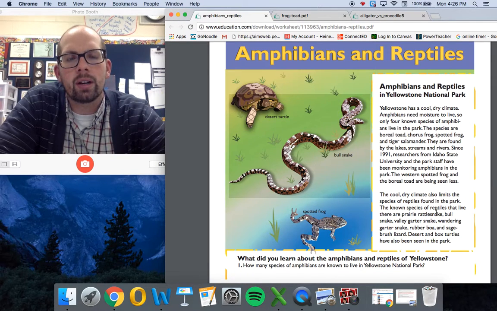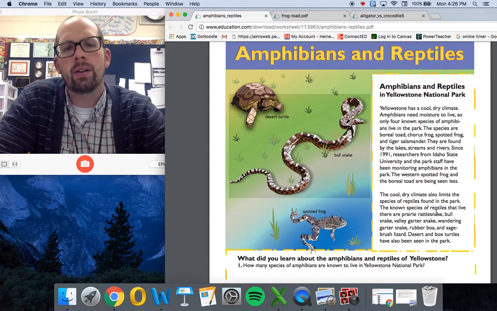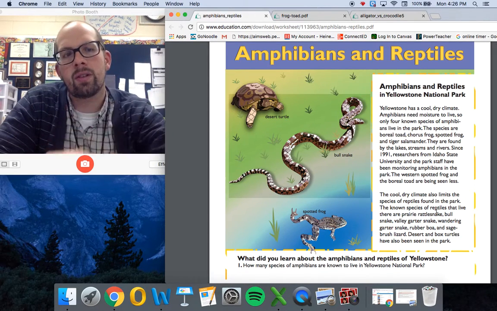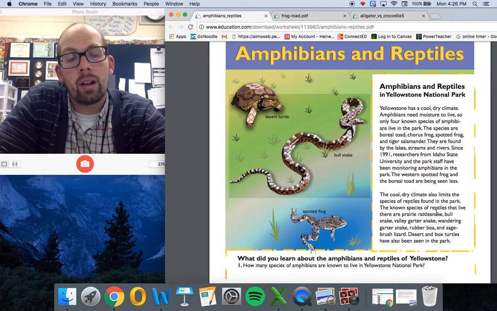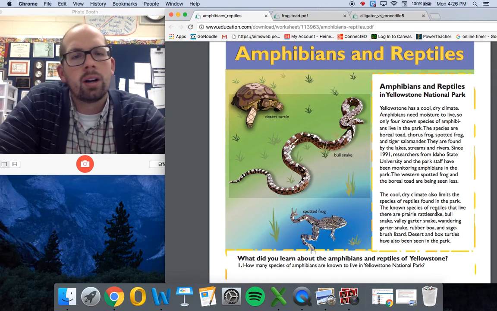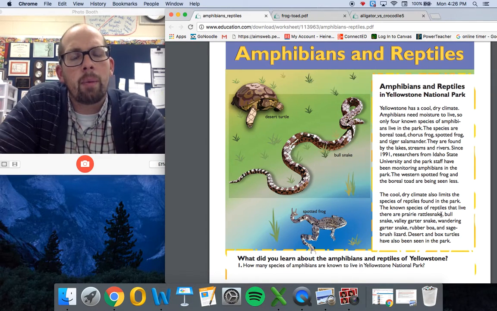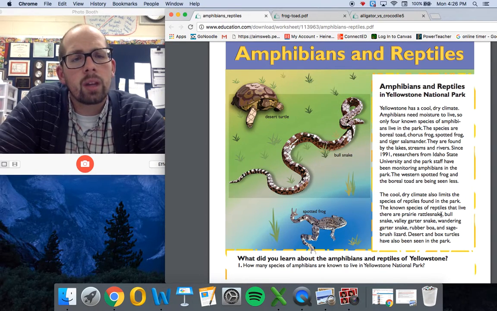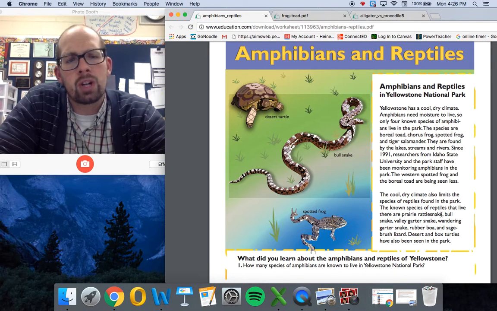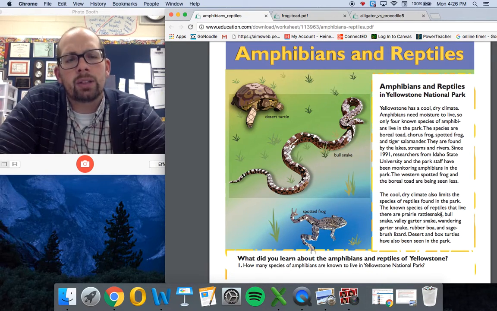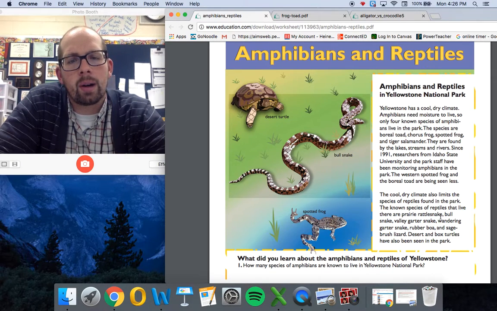Second paragraph here. The cool, dry climate also limits the species of reptiles found in the park. The known species of reptiles that live there are prairie rattlesnake, bull snake, valley garter snake, wandering garter snake, rubber boa, and sagebrush lizard. Desert and box turtles have also been seen in the park.